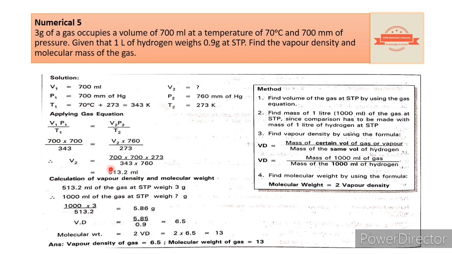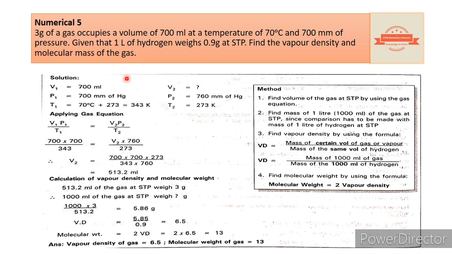Now 530.2 ml of the gas at STP has a mass of 3 gram. Therefore 1000 ml of the gas at STP has a mass of 1000 into 3 divided by 530.2, equal to 5.86 gram. This mass is of 1000 ml of the gas, that is 1 liter of the gas at STP.